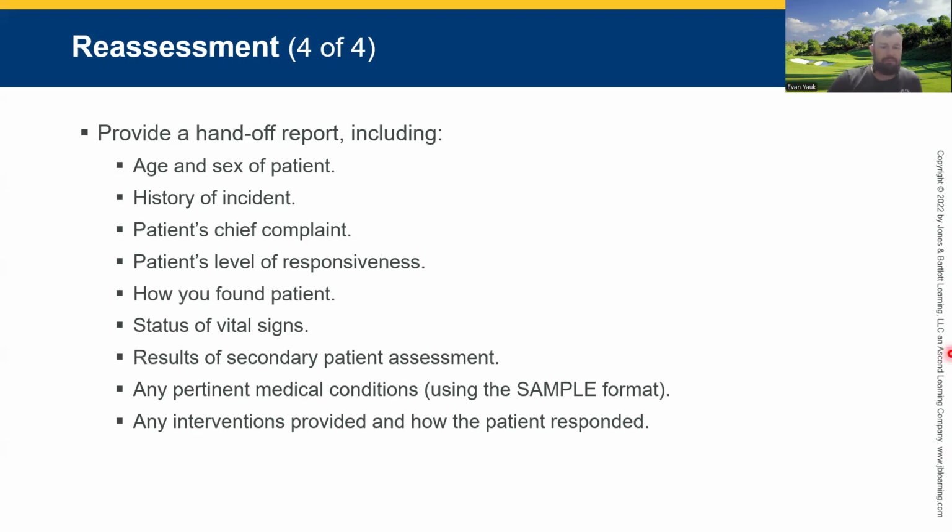Providing a handoff report. We kind of talked about reports in some other chapter, but we need to know when you hand off that patient to me or you hand off that patient to the ER, whatever it might be, age and sex of the patient. Sometimes we have to estimate it, but we can get pretty close. History of the incident. What happened? What caused this to happen? Patient's chief complaint. Why was 911 called? Or what was the life threat that we are trying to fix?